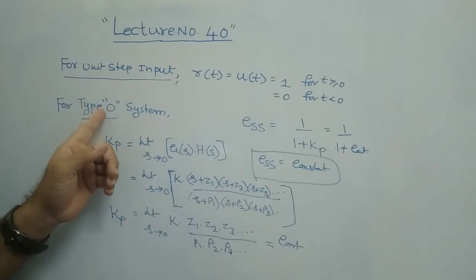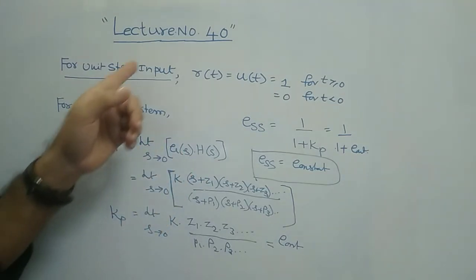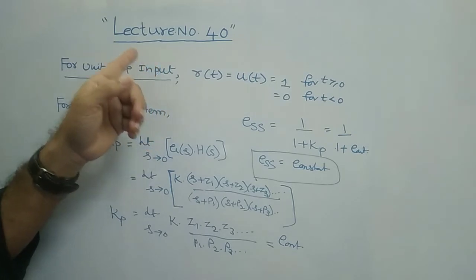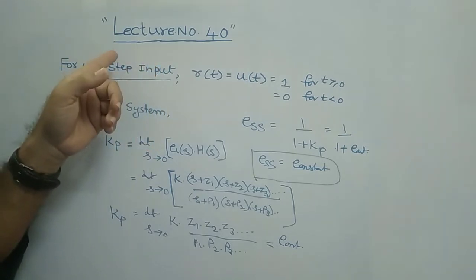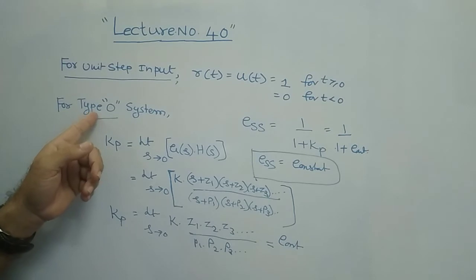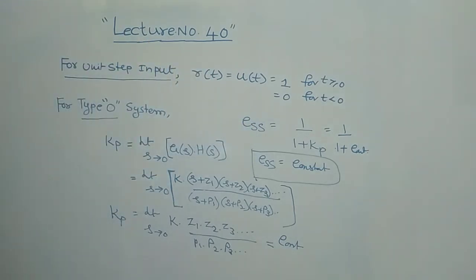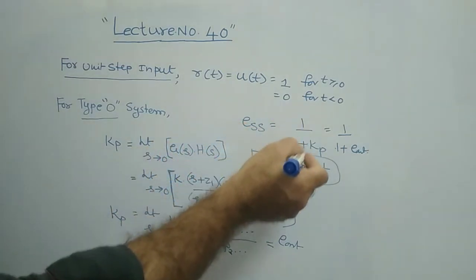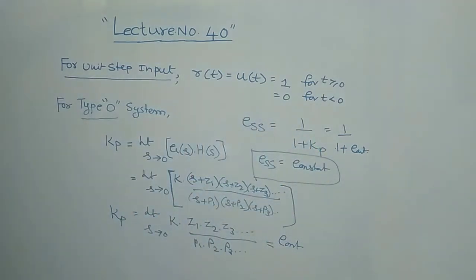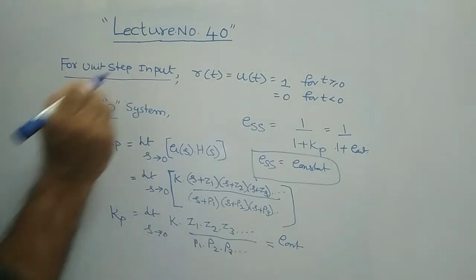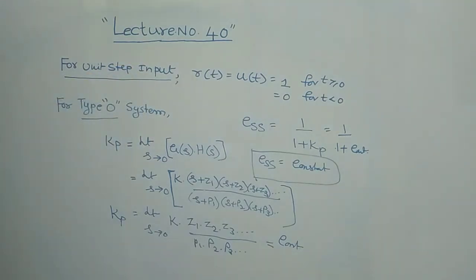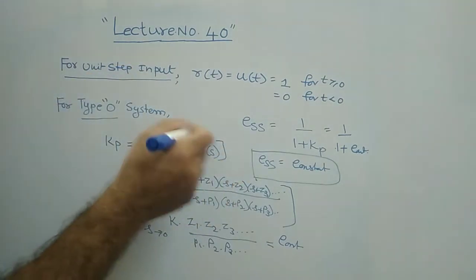For type 0, you must remember what input they are giving, what the type is, and the basic definition of the corresponding steady state error. This is the basic definition: ESS is equal to 1 by 1 plus Kp is the steady state error with unit step input. Clear? So this is one important thing.